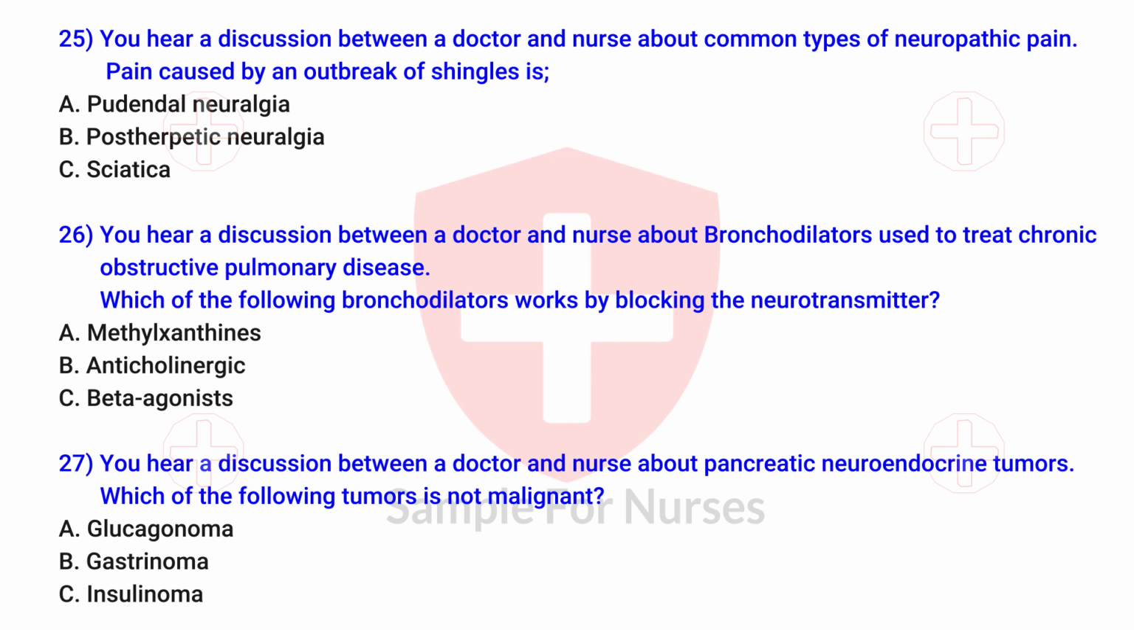Pudendal neuralgia is a type of pelvic pain caused by compression of the pudendal nerve. Sciatica is caused by compression or irritation of the sciatic nerve and often results in shooting pain that radiates down the back of the leg. Trigeminal neuralgia is characterized by shooting neck and facial pain.